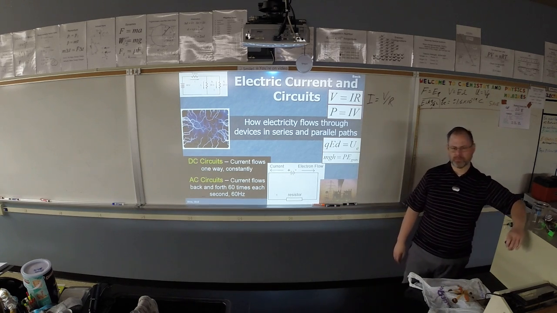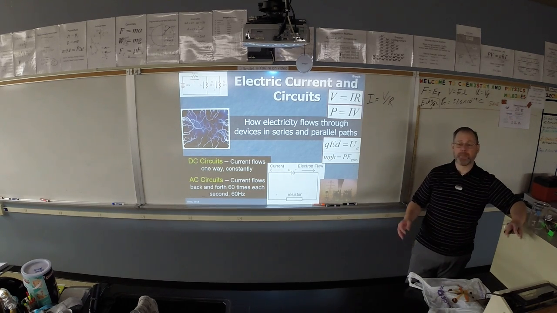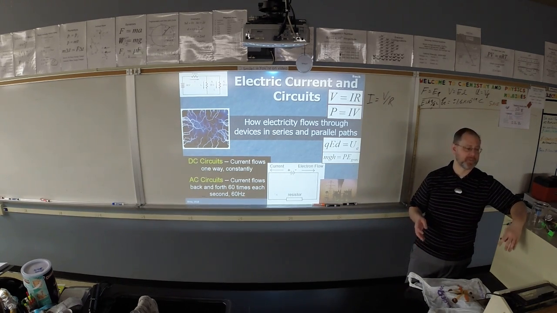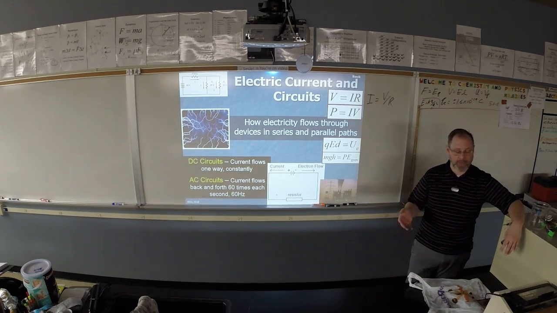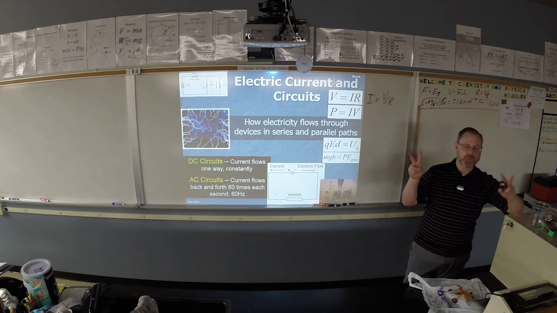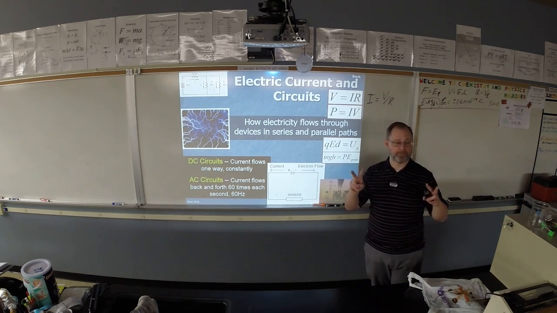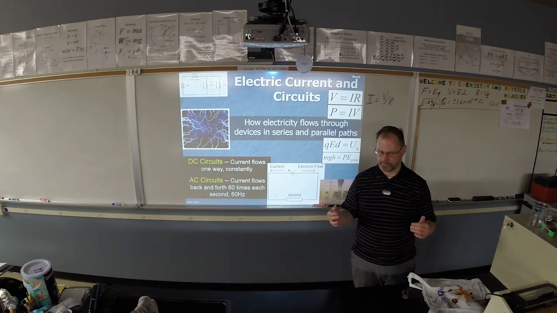Now, I mentioned this a little bit earlier this week. It's kind of weird. We talk about conventional current. We talk about current as the movement of positive charges. It's important to realize that it is the electrons that are actually moving through the circuit. But the conventional current is the movement of positive charges. Let that sink in for a second.